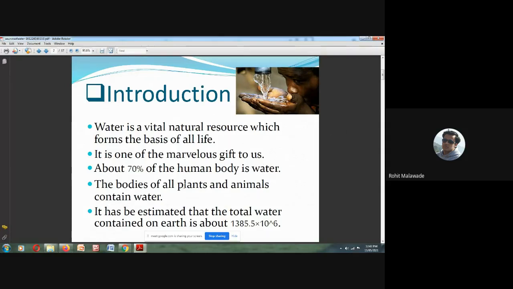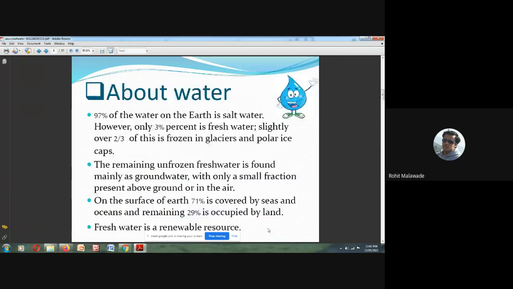About 70% of the human body consists of water. Okay. Now, the bodies of all plants and animals also contain water. It has been estimated that the total water contained on earth is about 1385 something. Right. Now we will see what other things there are regarding water.